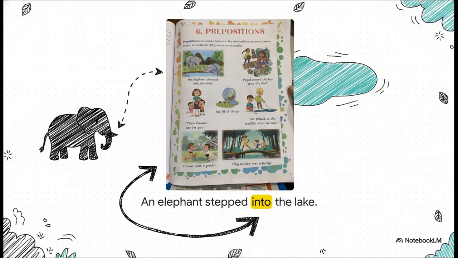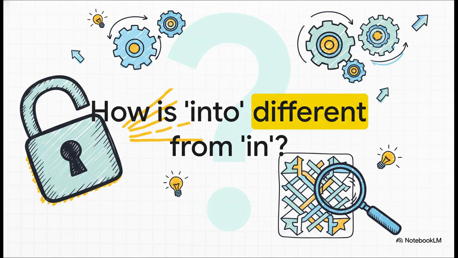Okay, so check this out. You've got an elephant, you've got a lake, and you've got an action. But what actually connects them? Well, the word that gives this whole picture its meaning, its direction, is that tiny little word right there in the middle. Into. It tells us exactly where the elephant is going. So, what's the deal? How is into any different from just saying in? Well, that is our mission today, to crack the code of prepositions. We are going to figure out precisely what these words do and how you can use them perfectly every single time. Ready? Let's get started.